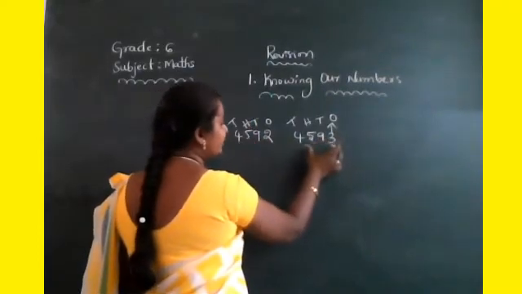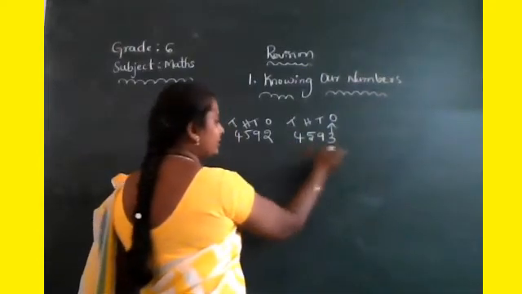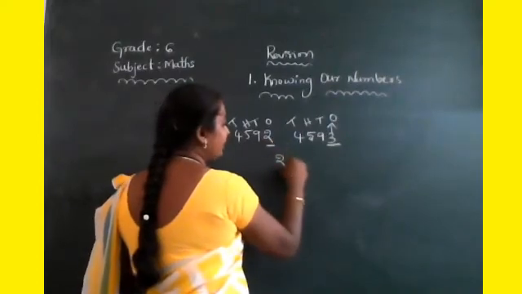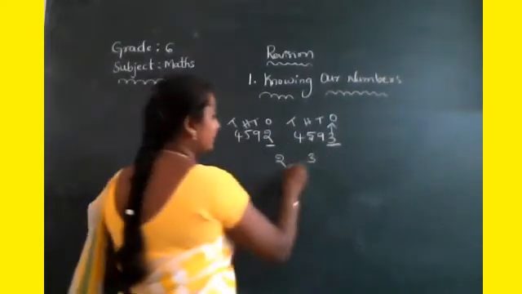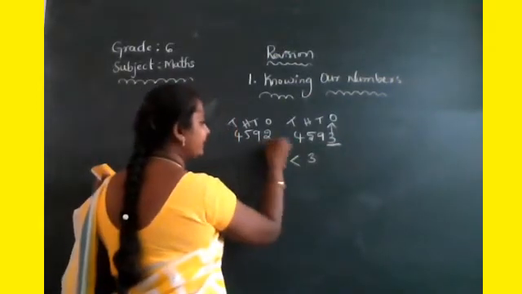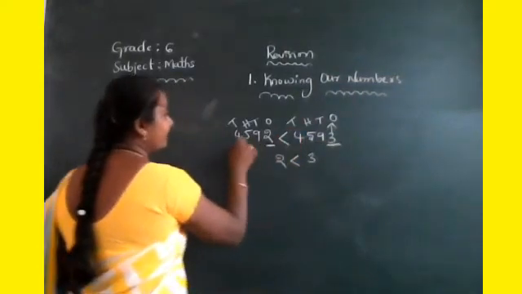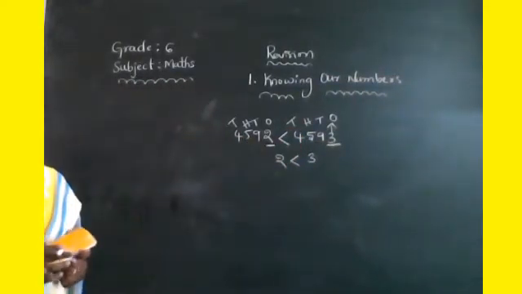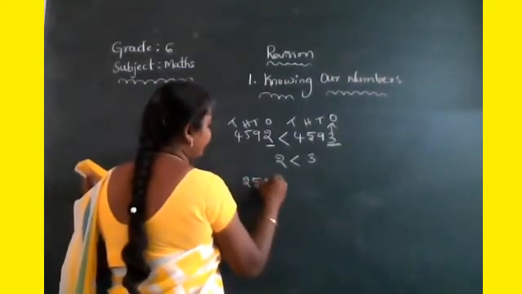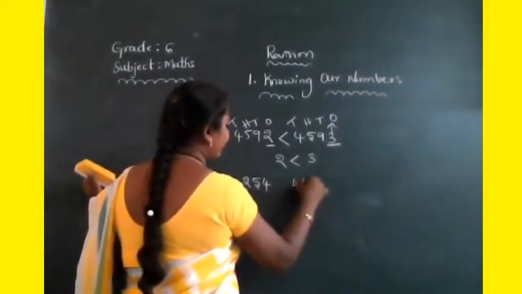So we have to start with the ones place. Compare here 3 and 2. Which is greater? 3 is greater. 2 is less. So that means which value is greater here? 4593 is greater than 4592. Right.